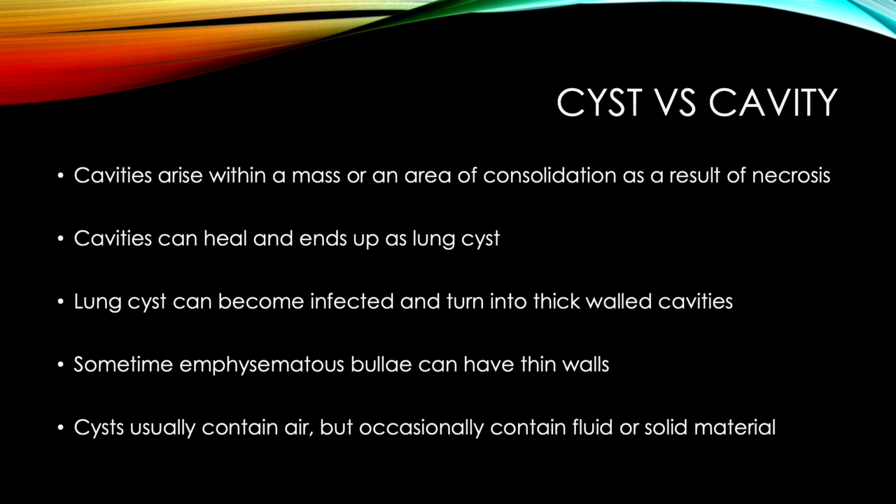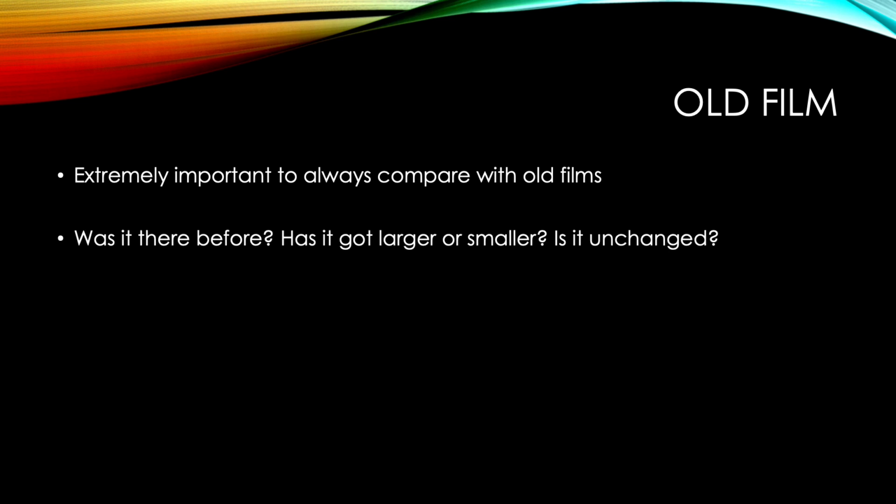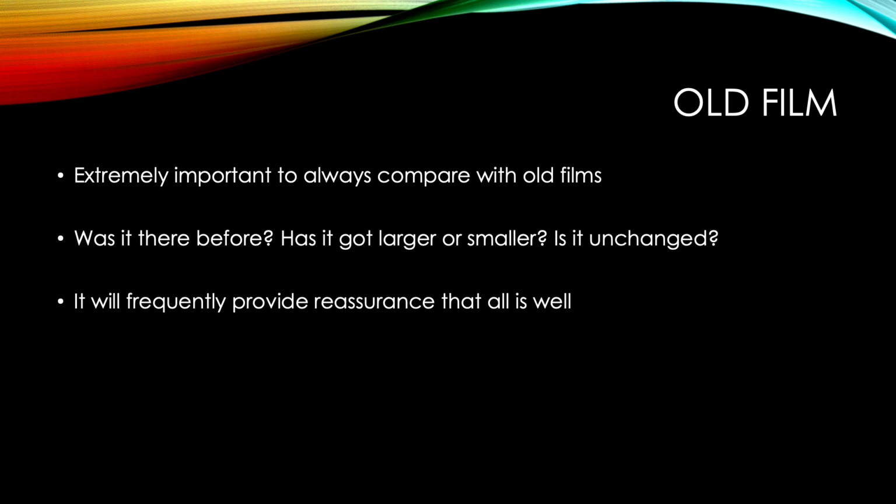In most cases, by using the pattern approach and correlating with the clinical history, we should be able to identify the most likely diagnosis and differential diagnosis. But before we conclude, never forget to review the old films. It is extremely important to always compare your films with old ones. Was it there before? Has it got larger or smaller? Is it unchanged? A lung mass that hasn't changed in many years isn't cancer.